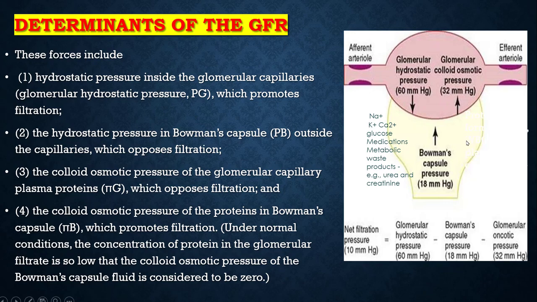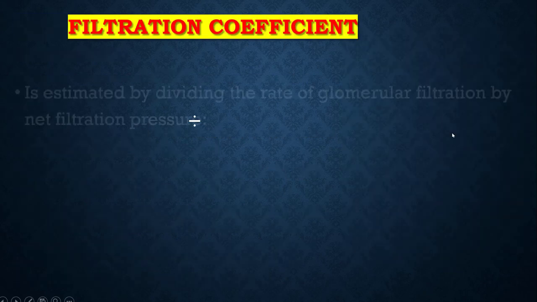Under normal conditions, the concentration of protein in the glomerular filtrate is so low that the colloidal osmotic pressure of the Bowman capsule fluid is considered to be zero, as colloid proteins are not filtered. So here the colloidal pressure in the Bowman capsule is zero.